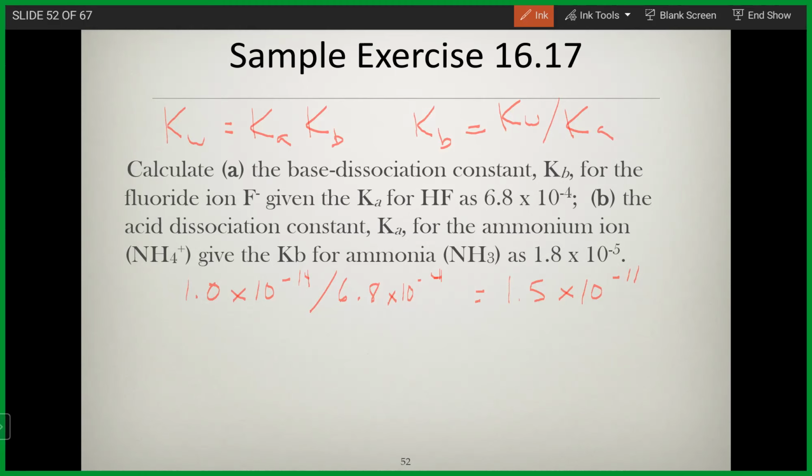And then for the second one, it's basically the same kind of idea. It's just in this case, we're given Kb, we're trying to solve for Ka for the ammonium ion. But it's still going to be that same idea. We'll still have Kw is equal to 1.0 times 10 to the negative 14th. But now we're going to be dividing by 1.8 times 10 to the negative 5th. So what we'll see is Ka is going to be equal to, in this case, 5.6 times 10 to the negative 10.